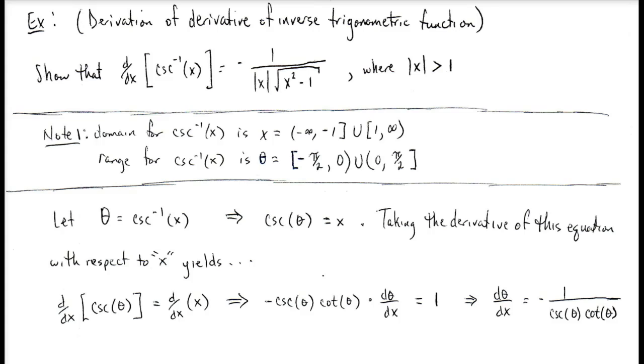We note first of all that the domain for cosecant inverse is all values of x that are less than or equal to -1 and greater than or equal to 1. And we note that the corresponding range is from -pi/2 all the way to pi/2, excluding the number 0. The reason why is that we're going to look at the graph of cosecant inverse and show this. We'll also see why this negative sign is here.